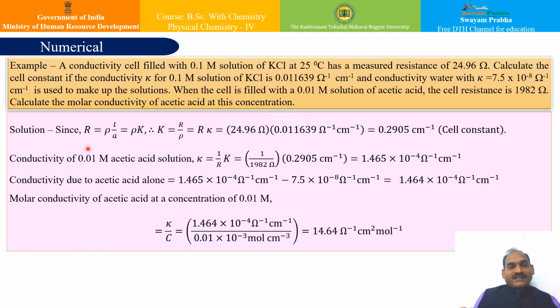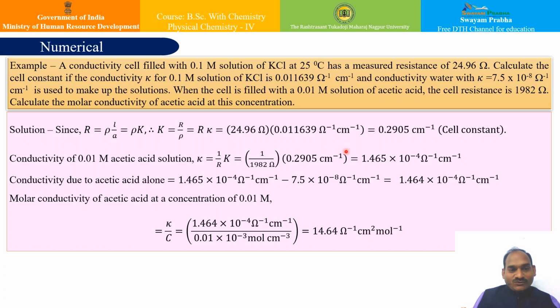Now, since resistance is equal to resistivity into l upon A, that is rho into K, so K is equal to R upon rho, and that is equal to R into kappa, that is specific conductance. So now if I substitute the values of resistance and the specific conductance, I get this as a cell constant. Now once I get this cell constant, I need to calculate the molar conductivity of acetic acid at this particular concentration.